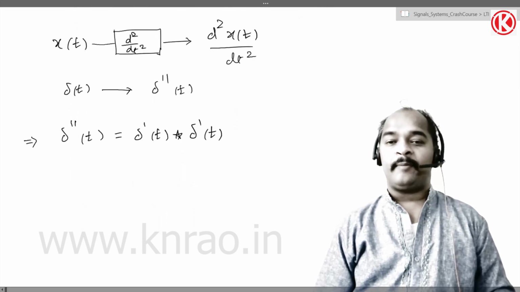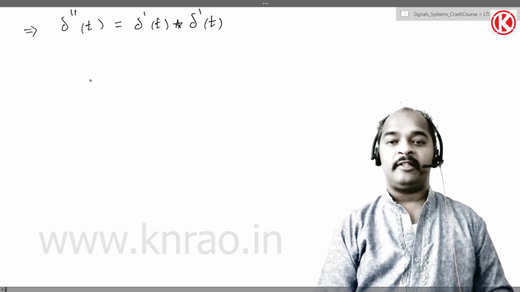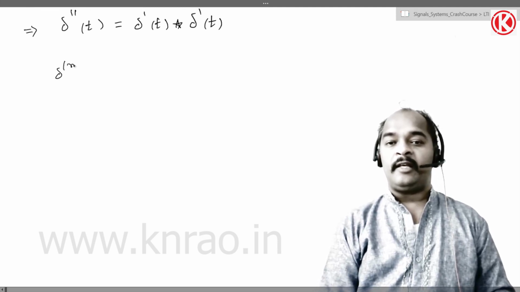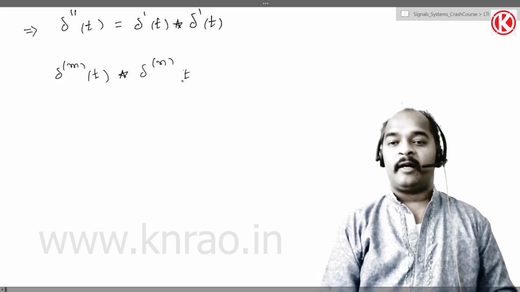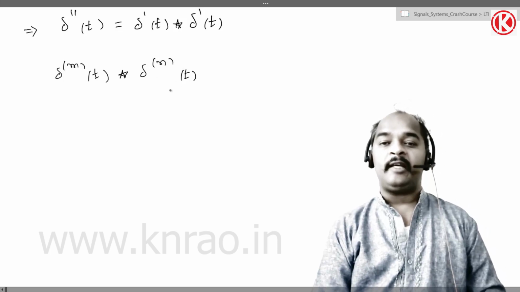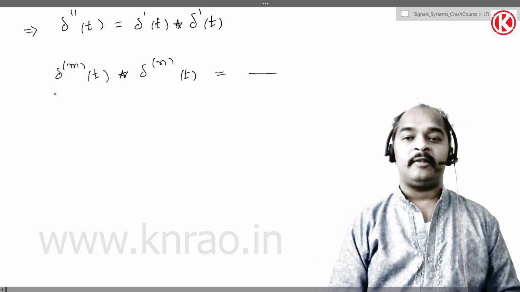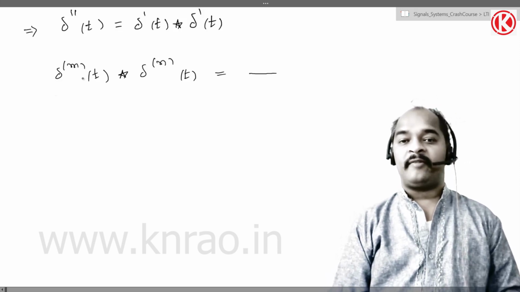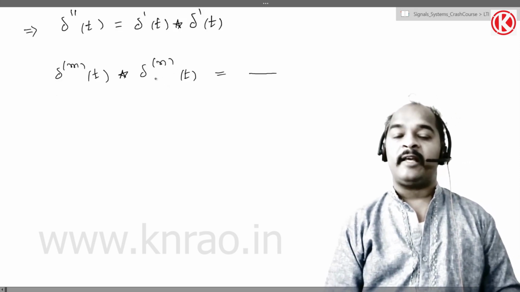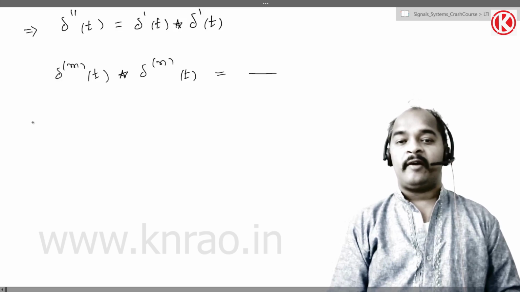So with the same argument, we can see what happens if you differentiate delta of t m times and then convolve with delta differentiated n times. So what will this be equal to? If you pay a little bit of attention, you can see that there are m differentiators here followed by n differentiators. So I will write that down.